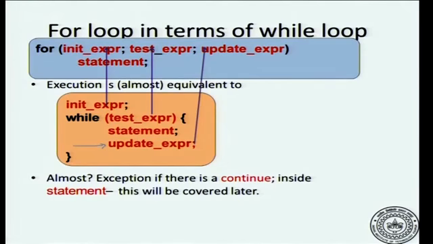So you initialize, then if the test expression is true, you execute the statement. After the statement is executed, you update the expression and go back to the test expression, because that is how you execute it in the while loop. You first initialize, then test whether it is true, execute the statement, update, and then go back to the test expression. So this is how a while loop can be translated to a for loop and vice versa.